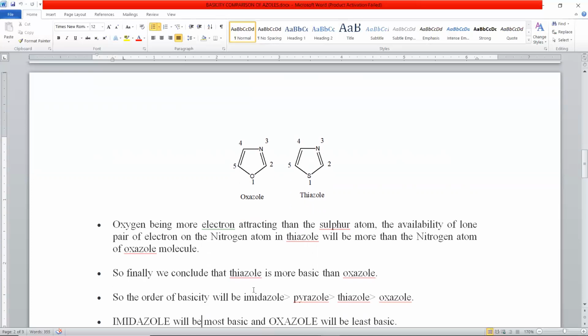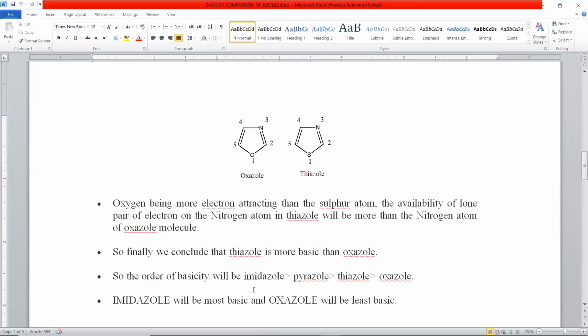So, we can conclude that thiazole is more basic than oxazole. Therefore, thiazole will be more basic than oxazole. Hence, the order of basicity will be imidazole more basic than pyrazole, pyrazole more basic than thiazole, and thiazole more basic than oxazole. This is the order of basicity.